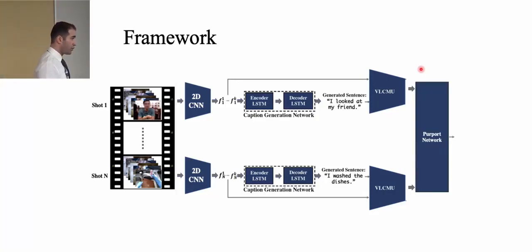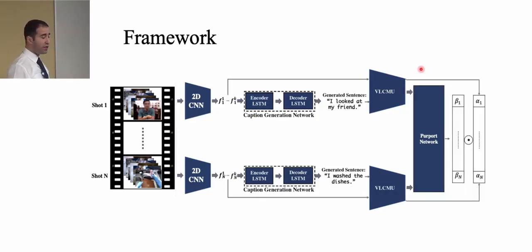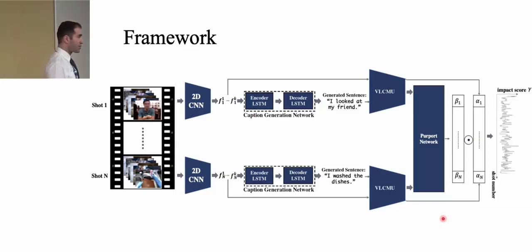Next, we have a Purport network that tries to essentially read all of these generated descriptions, and from the correct ones, it wants to identify which ones are representative and need to be included in the eventual summary. Our Purport network assigns a representativeness score to each of these descriptions or video shots. Also, we get some confidence scores from our visual language content matching unit. The product of these two will result in an impact score for each of these descriptions.